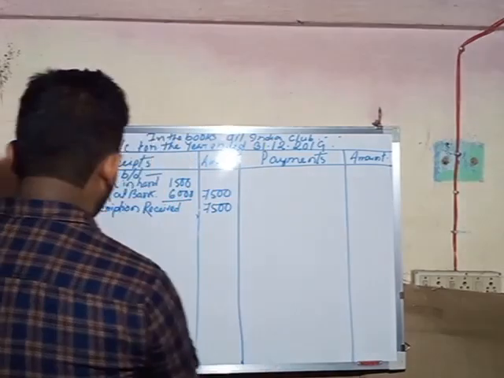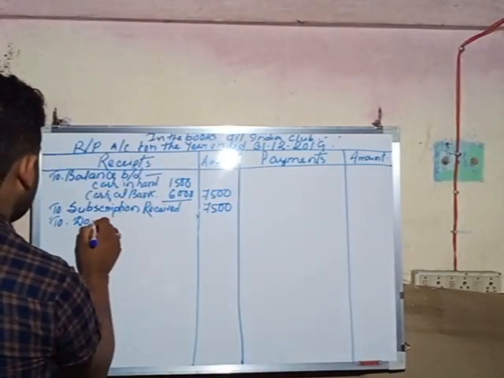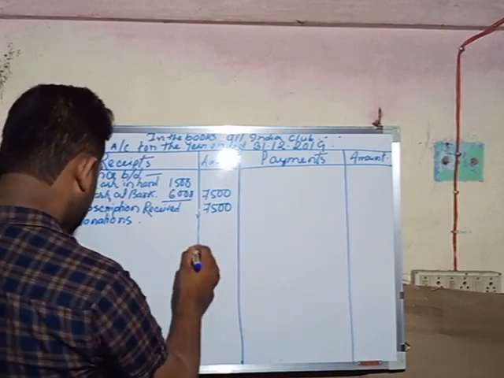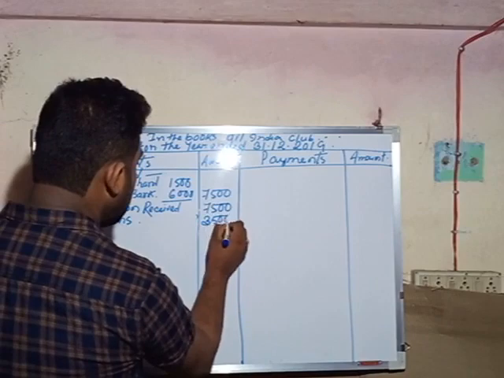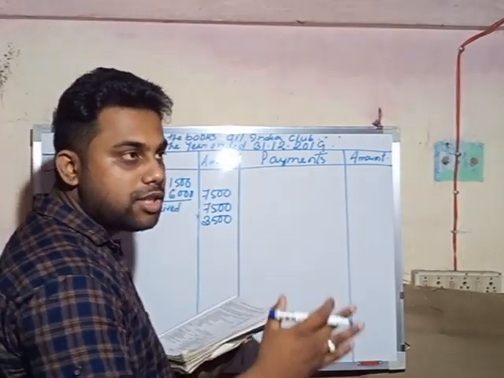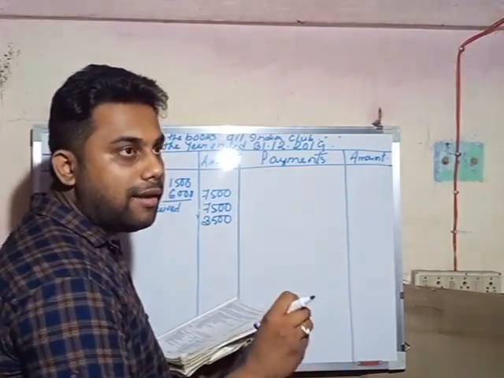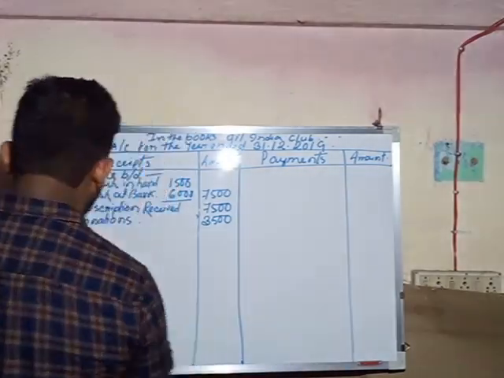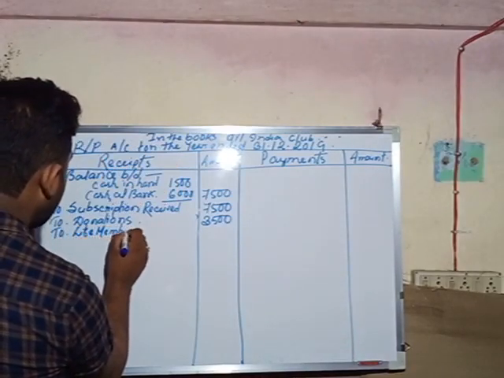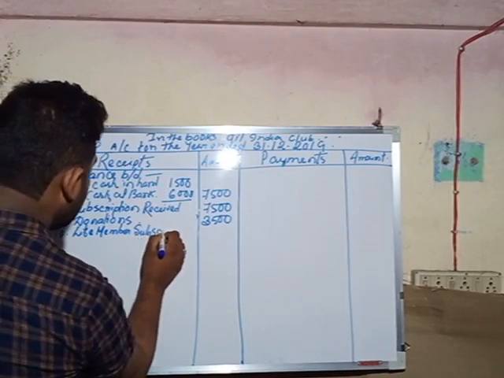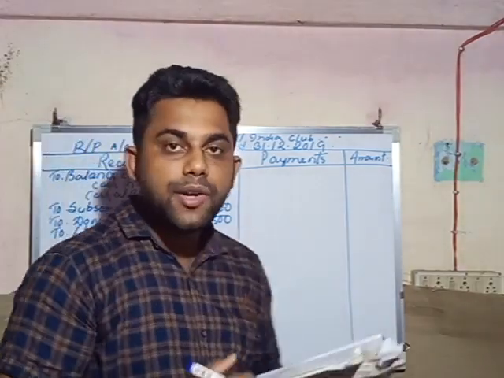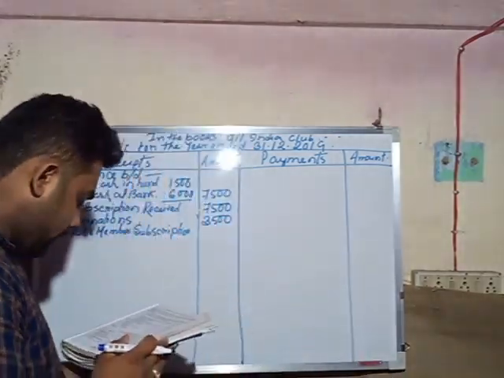Next one is the donations. Two donations, that is the amount rupees 3,500. Next, to life member subscription, that is the amount of subscription paid by the member in order to become a lifetime member of the club. So life member subscription and life membership fees are the same, and the amount is 2,000.